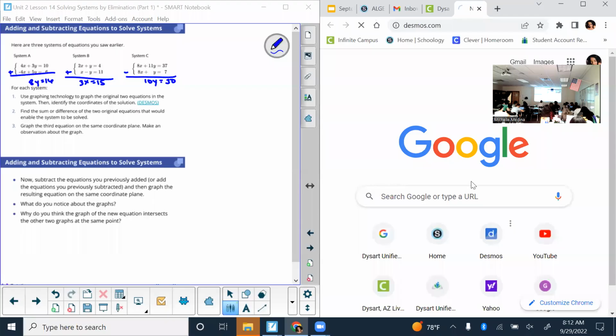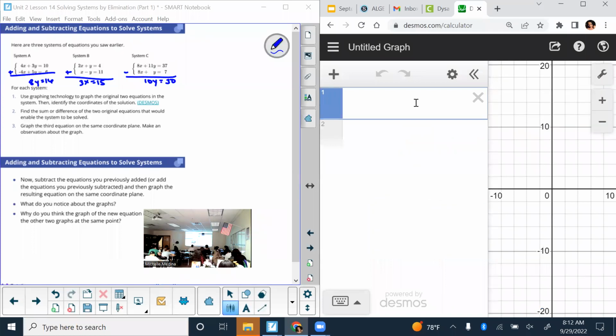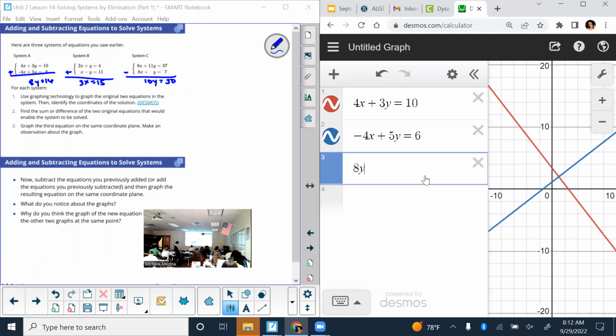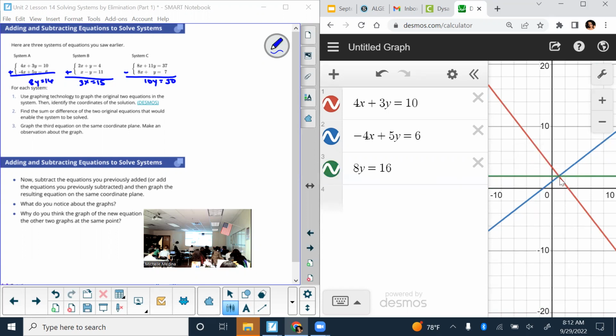All right, so everyone look at the screen and don't pack up until I tell you to. But what you were asked to do was to graph whatever set of equations you were assigned. So if I had system A, I would graph both. And then you were also supposed to graph the equation that you got from adding them together and see what happens. So when I added the equations together, I got 8y equals 16. And guess what? Where do all the lines intersect? At 1, 2.